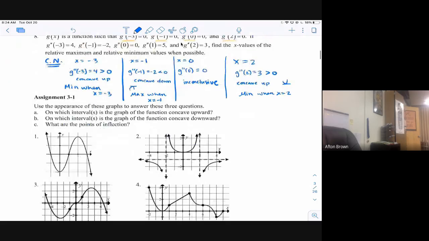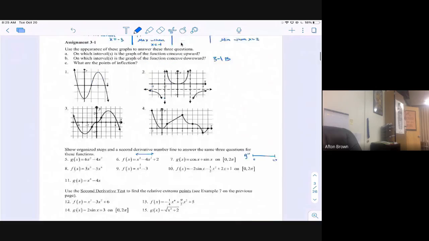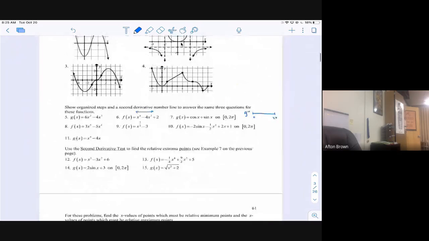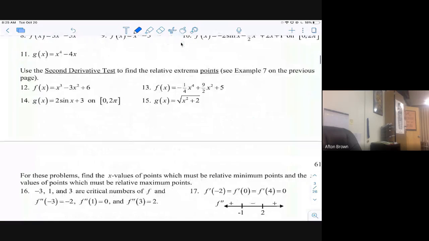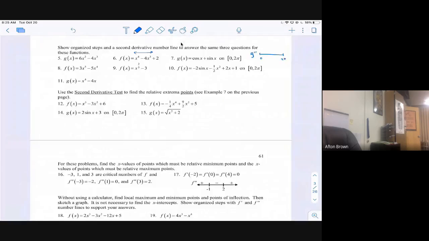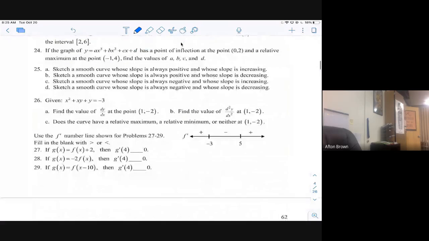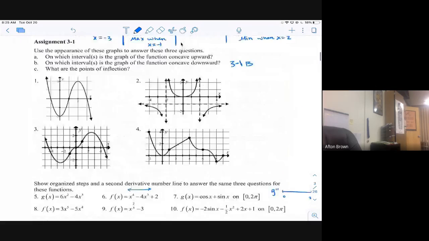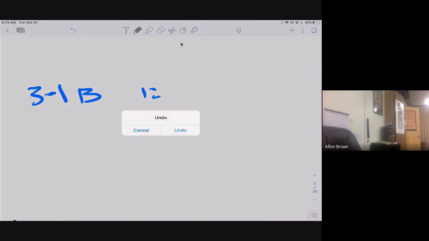Okay, so your assignment 3 dash, or 3, I forget, this one does dashes, my other book does like the dots. Okay, so 3-1b are all of the questions we didn't do. So it starts on 12. 12 says use the second derivative test. So it's 12 through 26, which would be 15.